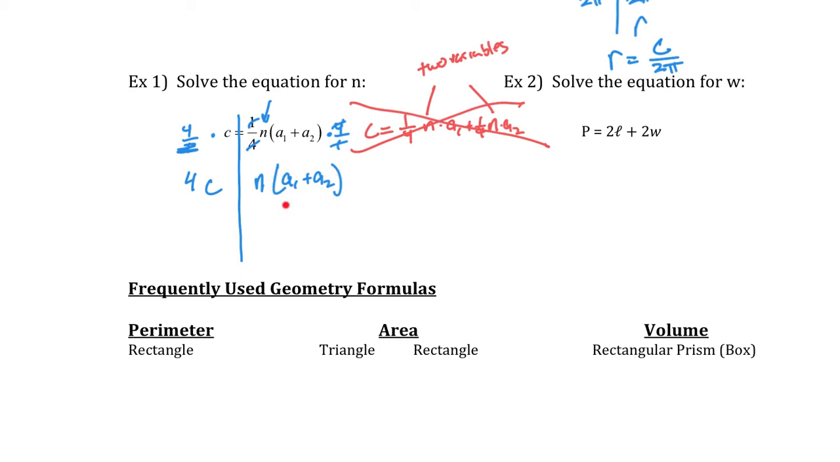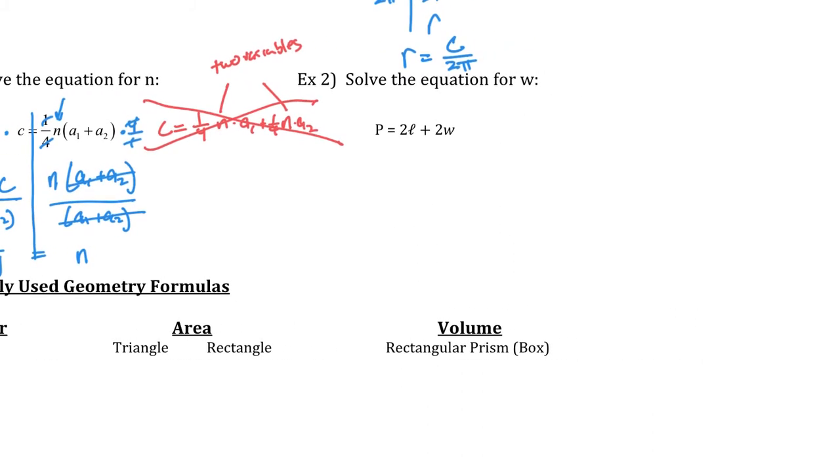And this whole thing is attached to the n via multiplication. So the inverse of multiplication, as we said before, was division. So I'm going to divide by a1 plus a2. Do the same thing on this side. And this whole parenthesis on top cancels with that whole parenthesis on the bottom, leaving us with n on this side and 4c over a1 plus a2 on this side.